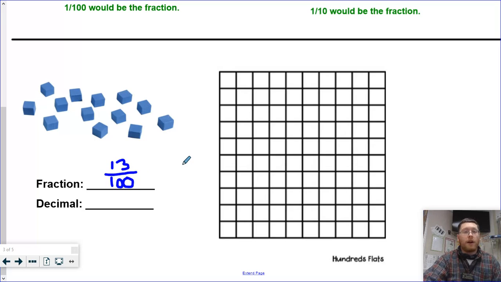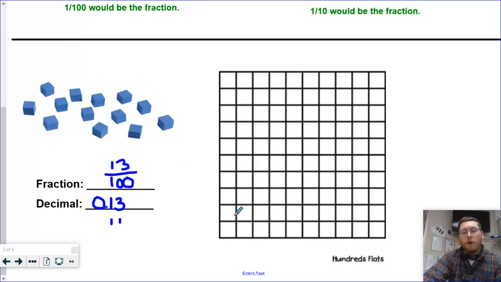Now I've got to write my decimal. We're dealing with hundredths. I don't have any wholes, and I just write 13, because this is your tenths place and this is your hundredths place. So I would write 13 behind that decimal.